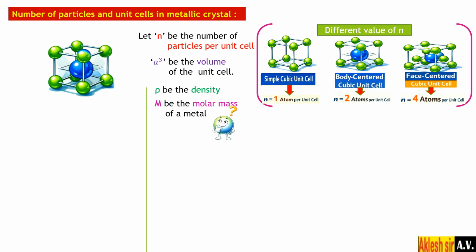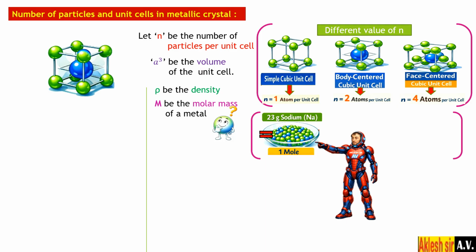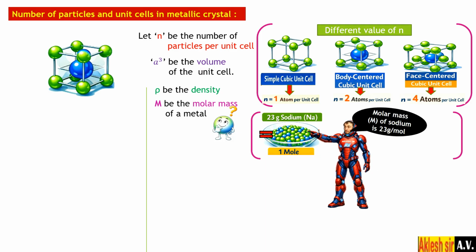Now what is molar mass? Now consider sodium. We take 23 gram of sodium. In that there are 6.022 multiplied by 10 raised to 23 sodium atoms, which is Avogadro's number. This quantity is called 1 mole. This means that 23 grams of sodium contains 1 mole of particles. Thus, the molar mass of sodium is 23 grams per mole.